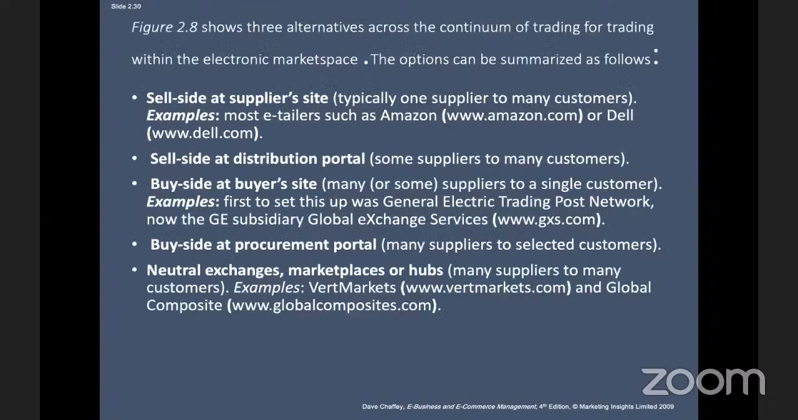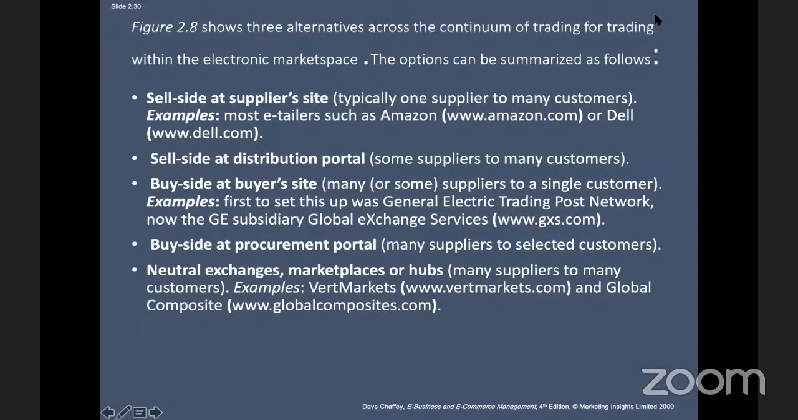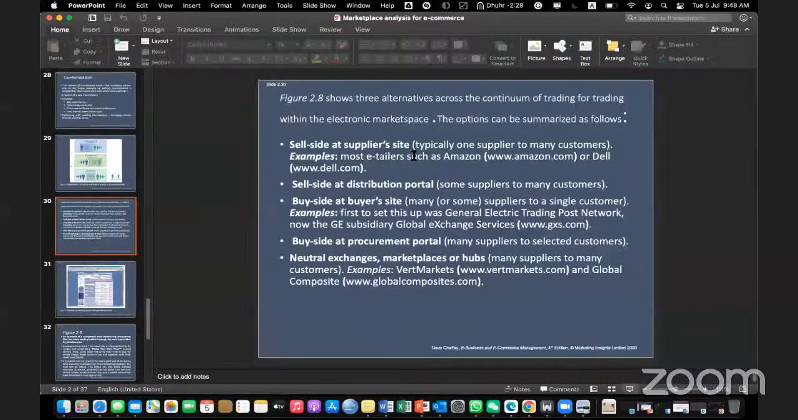Okay, figure 2.8 shows three alternatives across the continuum of trading within the electronic marketplace. The options can be summarized as follows. Sell side at supplier side, typically one supplier to many customers. Example, most e-tailers such as Amazon or Dell.